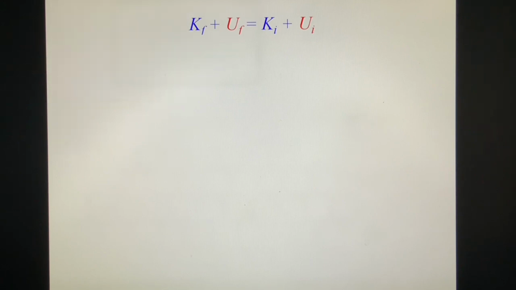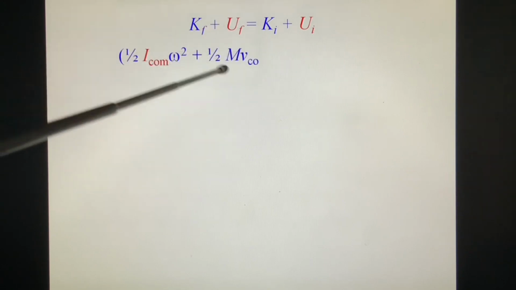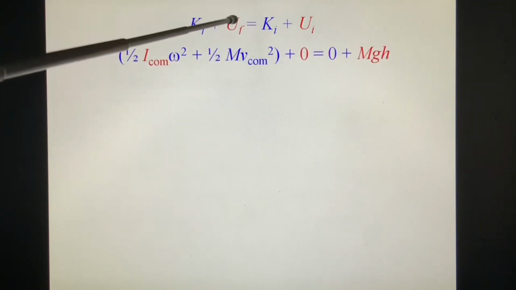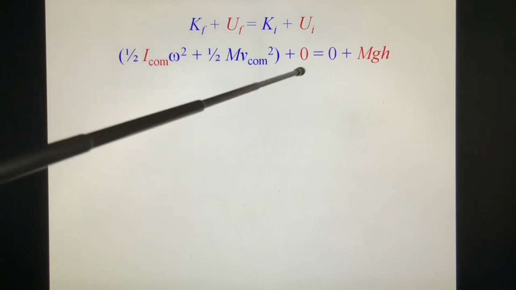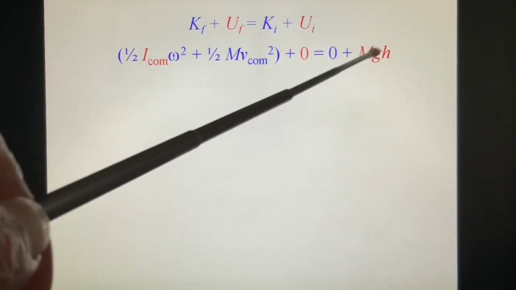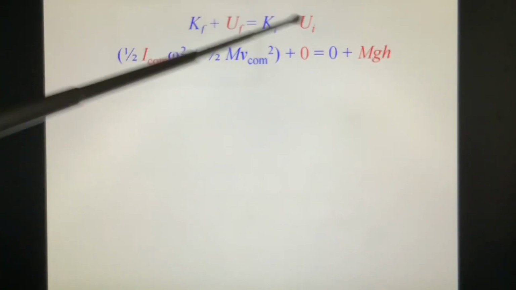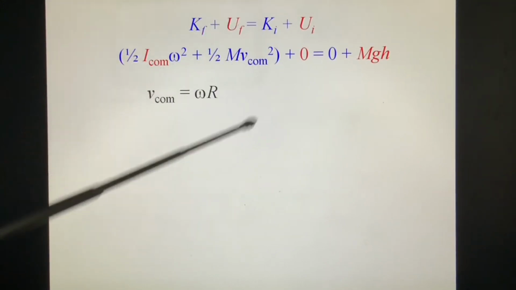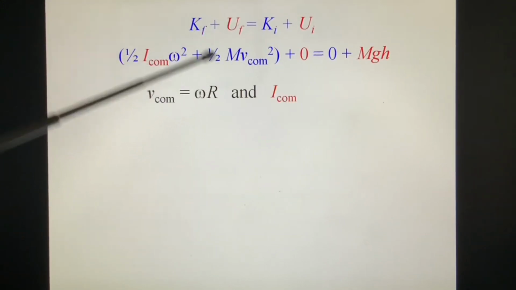At the bottom, it has two terms. One is the rotation term, and one is the translation term. For the final, we set this level U_F equal to 0. Initially, the potential energy is mgh, and the initial kinetic energy is 0. And we have a relationship, V_com equal to omega r.